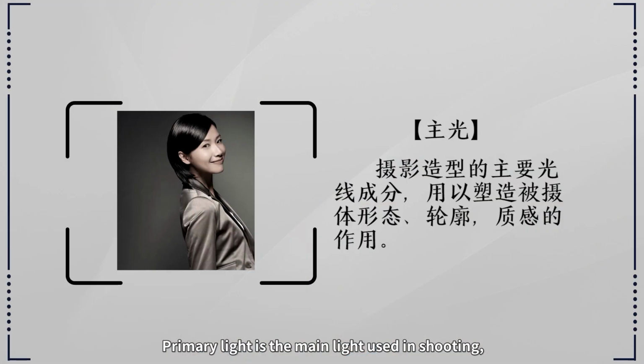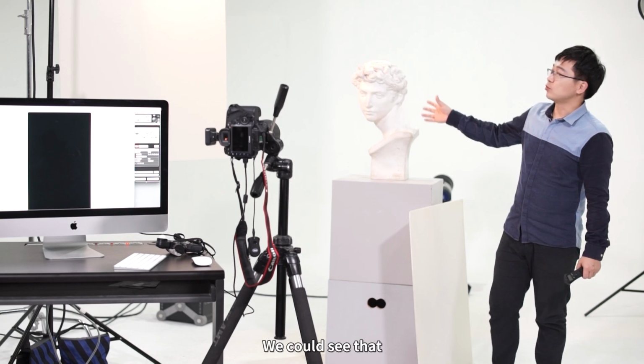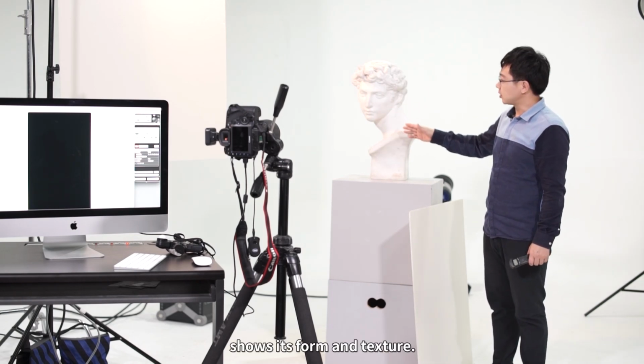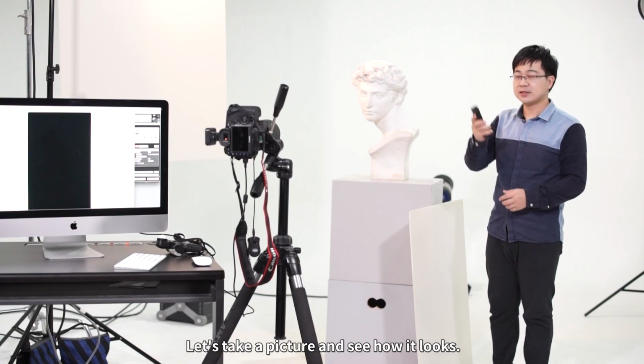Primary light is the main light used in shooting, showing the object's form, shape, and texture. That's what it does. Let's turn on a primary light source. We could see that the target, this gypsum object, shows its form and texture. Let's take a picture and see how it looks.